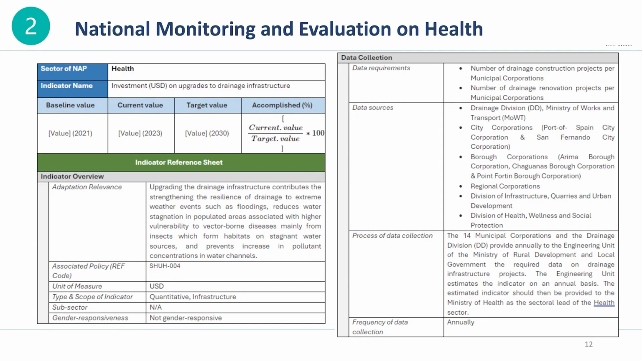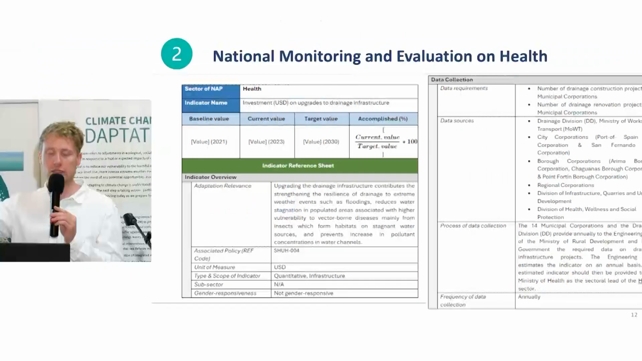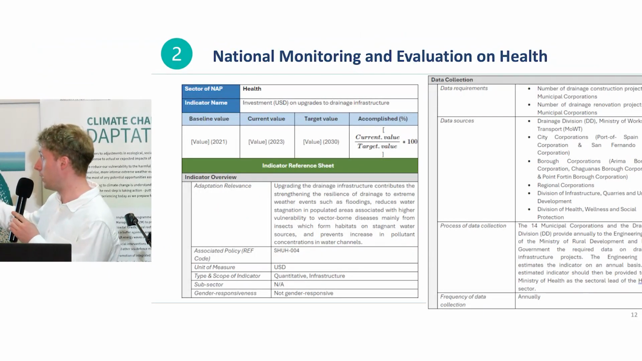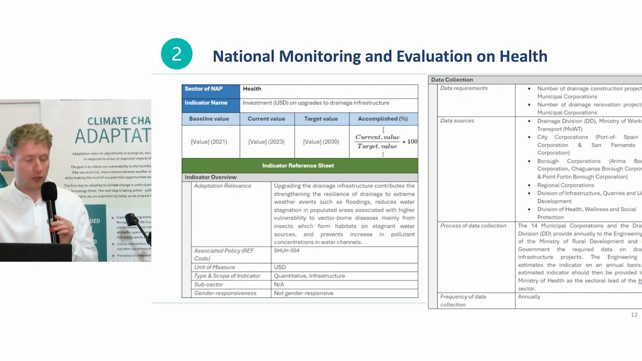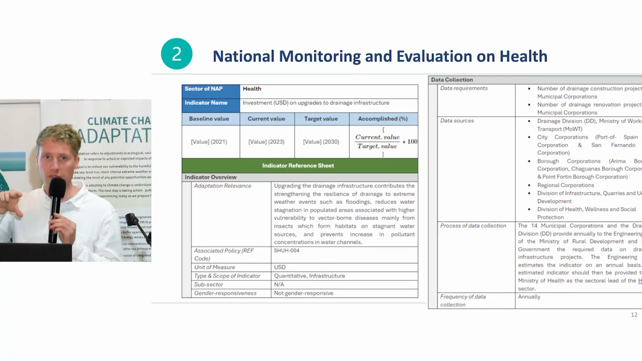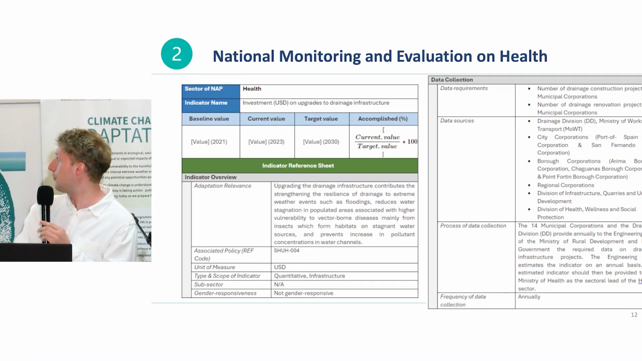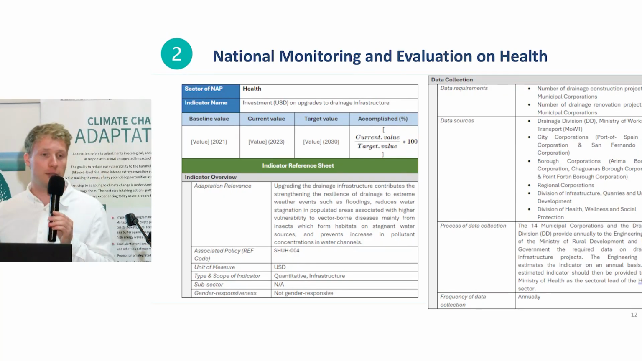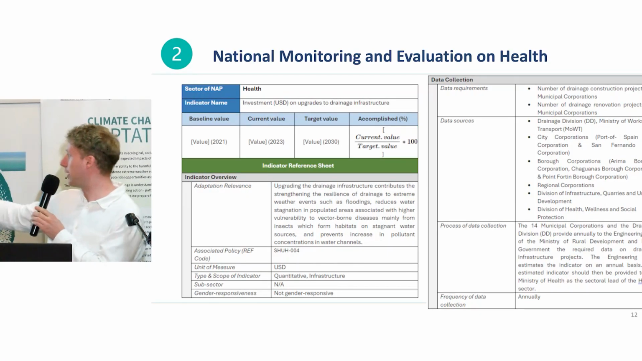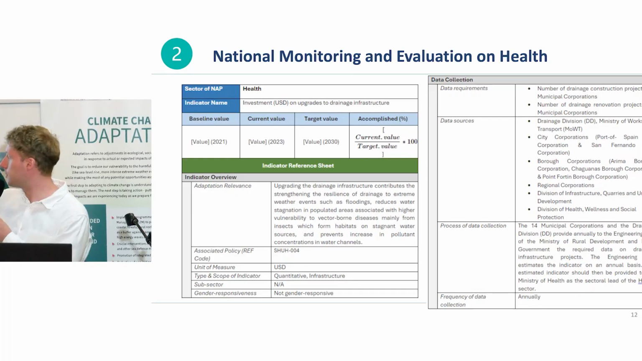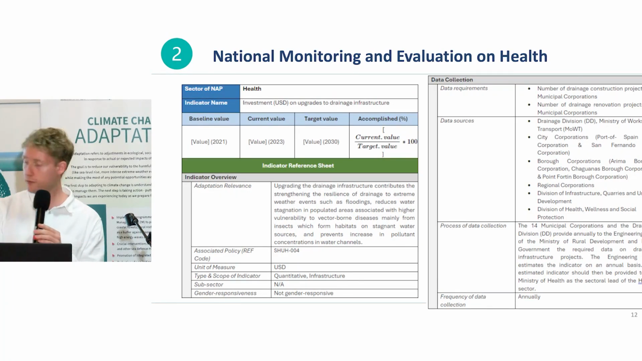So we have this example, again, the investment on upgrades of drainage infrastructure. This is a typical indicator reference sheet that was developed under the CBIT project, right? So for the specific actions in the National Adaptation Plan related to health, indicator sheets were developed that define a range of information and methodologies of how to track the specific target, right? So we have the indicator name, we have the sector that we have established. We established the adaptation relevance: contributes to strength and resilience of drainage to extreme weather events such as floodings, reduces vulnerability to vector-borne diseases, and so forth, and pollutants.